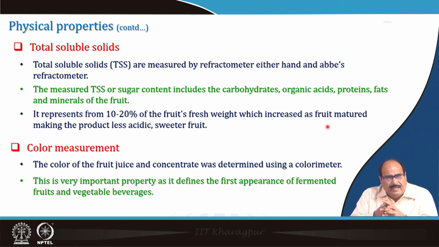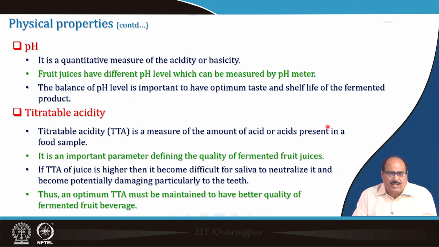Similarly, for color measurement, the color of fruit juice and concentrate is determined using a colorimeter. This is a very important property as it defines the first appearance of the fermented fruit and vegetable beverages. Mostly spectrophotometric methods are used, or a Hunter Lab colorimeter giving LAB values. This was also discussed in detail in the earlier lecture 30, and you may refer to that lecture. That was for beverages; the same will be true here as well.